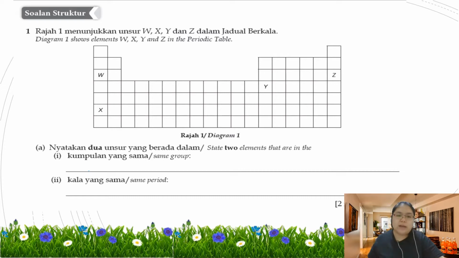So the first one they asked about the same group. The answer should be W and X. The second one should be the same period, which is horizontal, so we find the exact same horizontal line. That is W and Z.